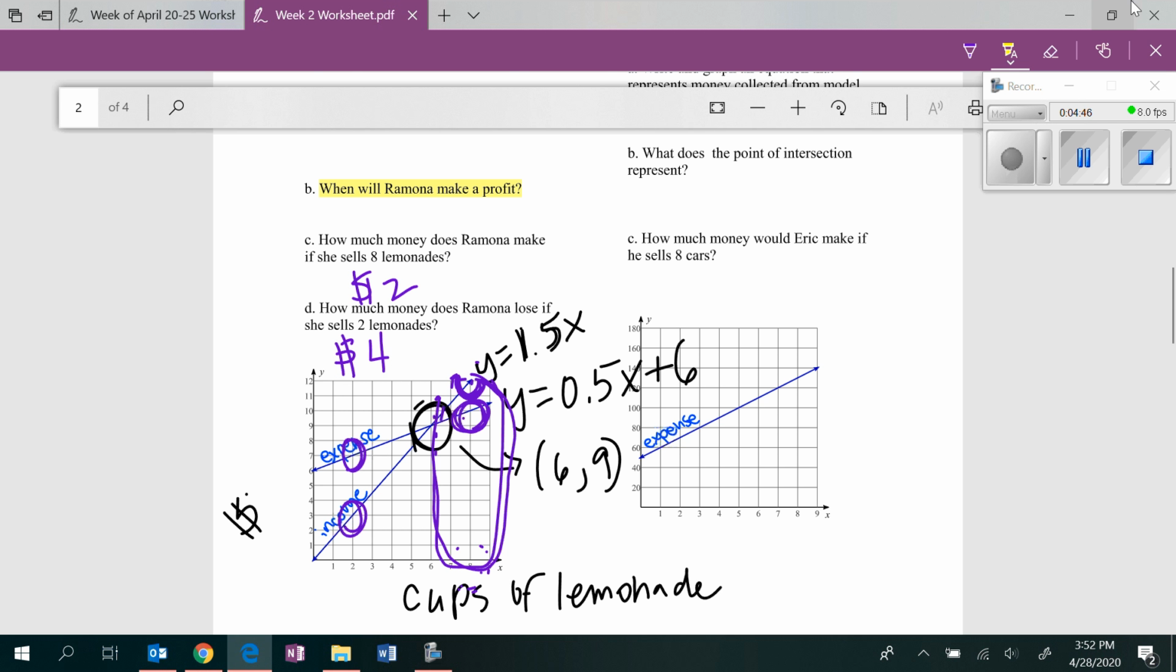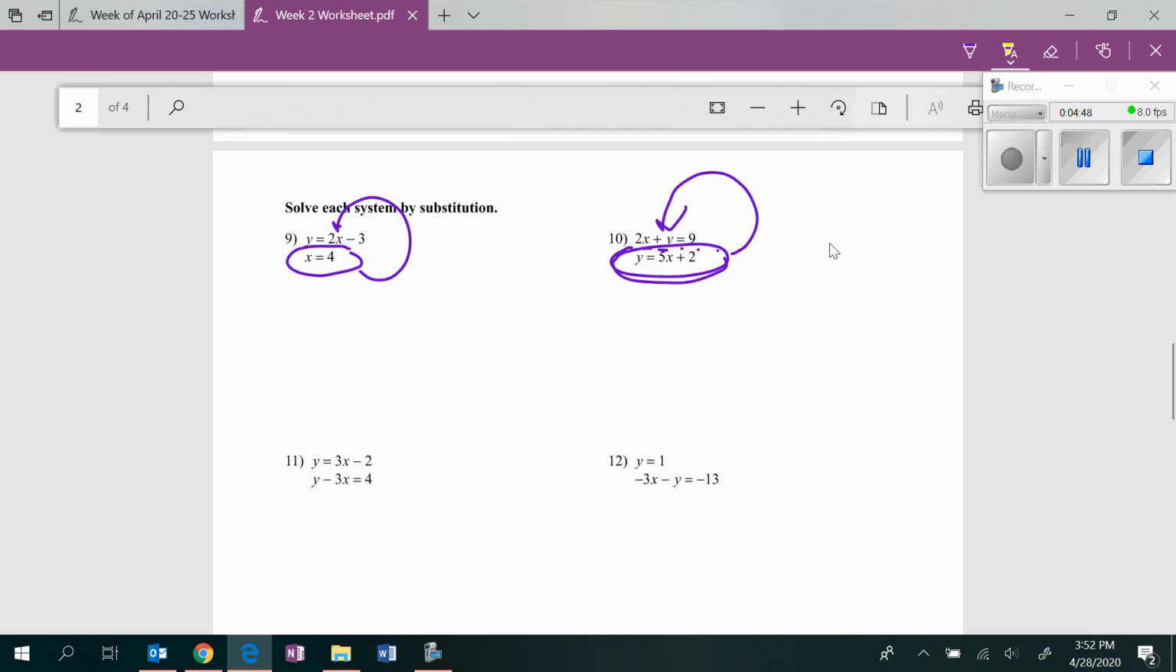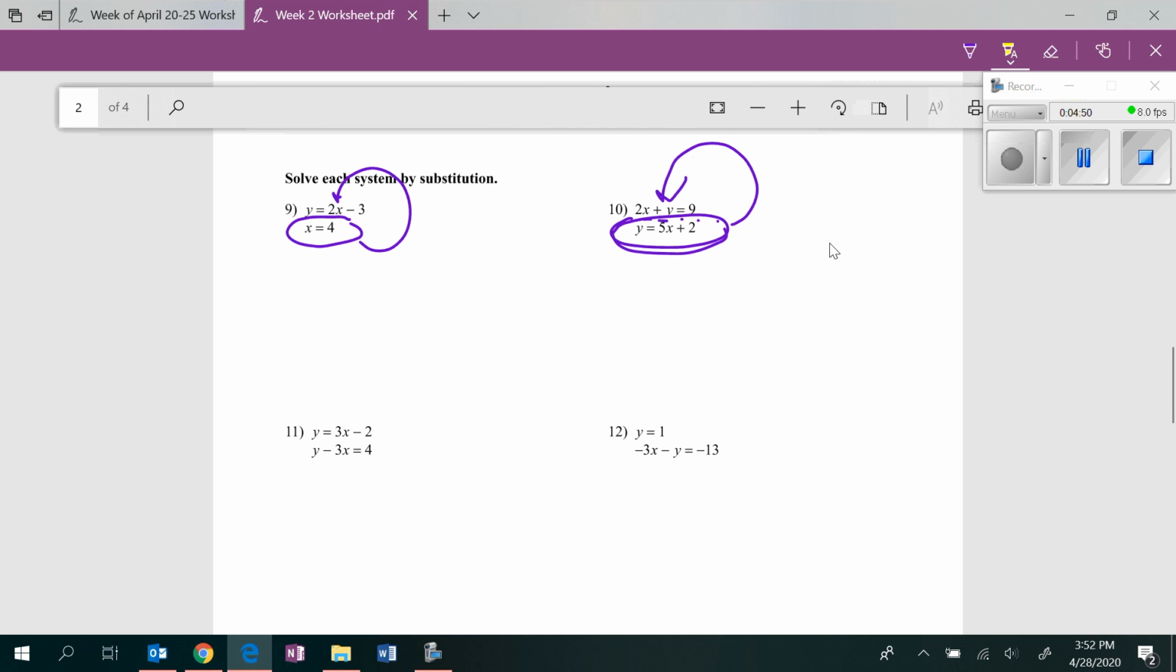Okay, moving on. This is the part that we didn't really get to in class, talking about substitution. I did draw a little bit over here about how we're going to substitute. Remember that just means you're going to take one value and plug it into the other. So for number 9, we were talking about how it's fairly easy. My second equation is just x = 4, so I know I can just substitute into my first equation.